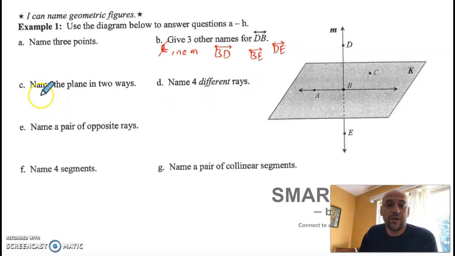Name the plane in 2 ways. Okay, we got plane and we got that capital bold K in the corner of the plane. So we could do that. Then we need 3 non-collinear points. Now, point D is up above the plane. Point E is down below the plane if you look at the visualization of it. So the 3 points that are on the plane and not on the same line are A, B, and C. So we can name it plane ABC. Sorry, my pen is not working very great.